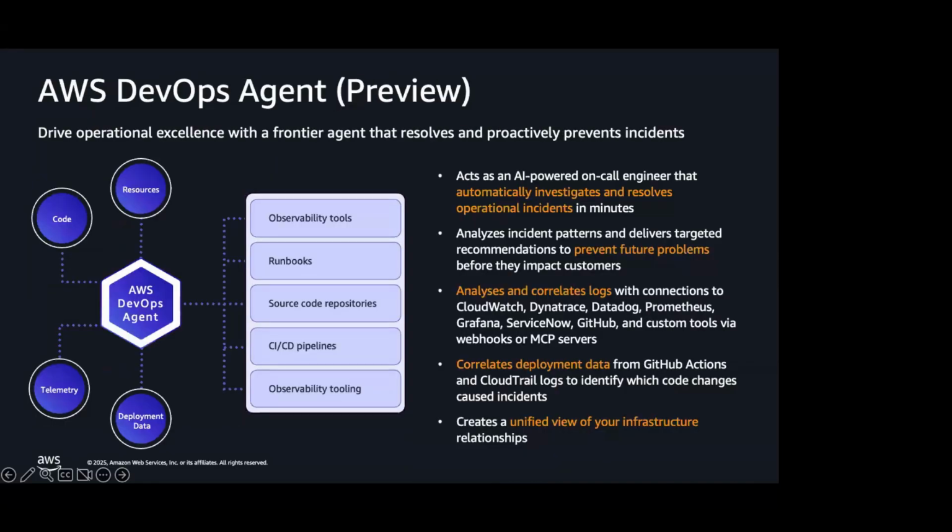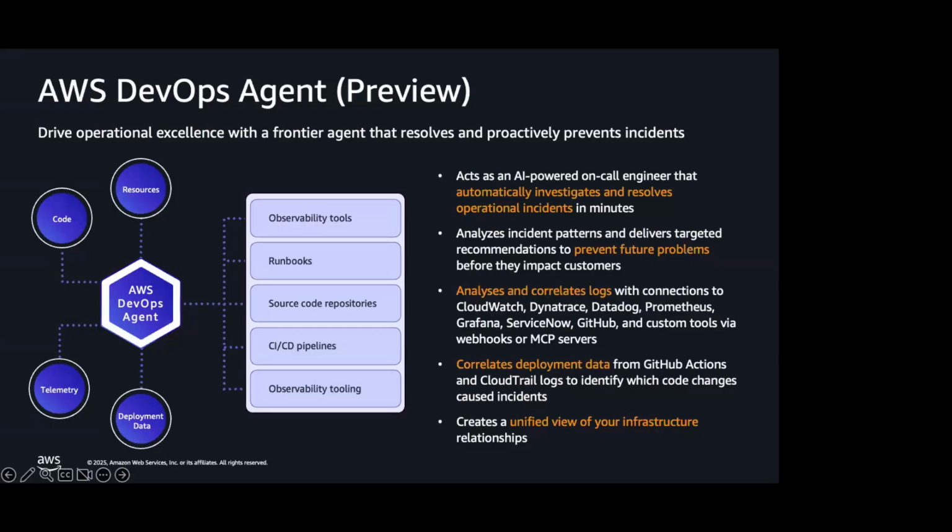Okay, so we talked about all the things which will help developers, but that's just one part of it, right? Then comes operations, because when you deploy at scale, you are also going to get issues at scale. So how do you address that? I'm pretty sure no one on this call likes to wake up at 3 a.m. to get a pager that production is down, right? That is where the AWS DevOps agent comes in.